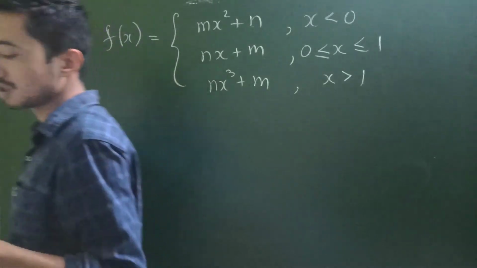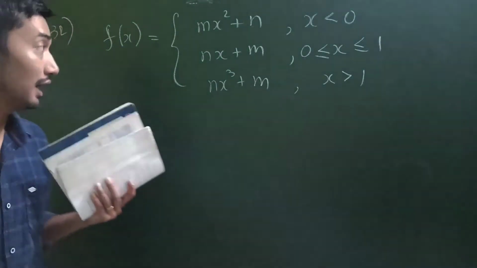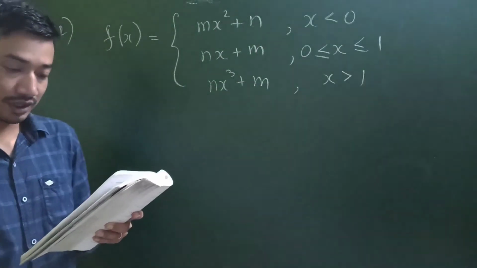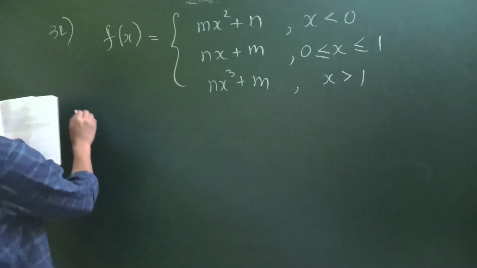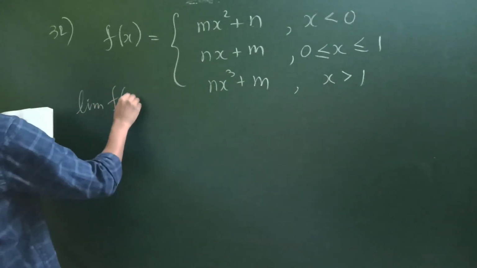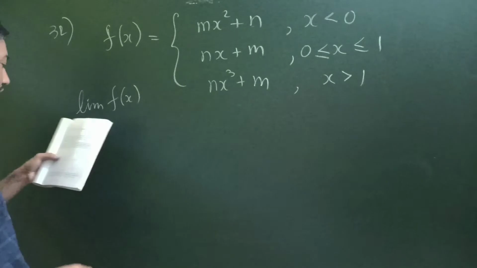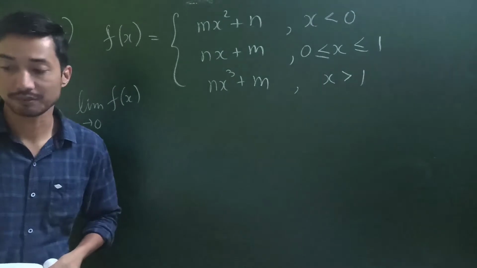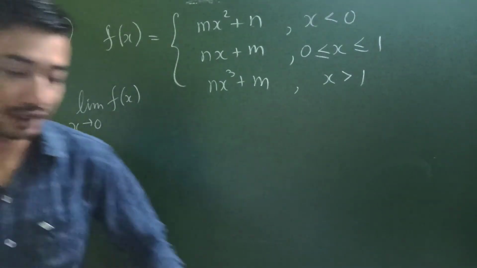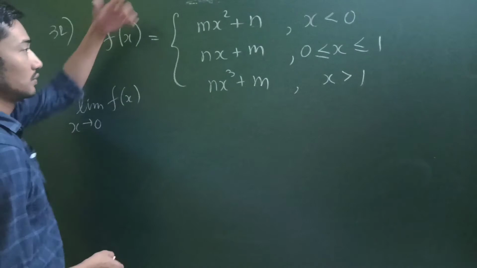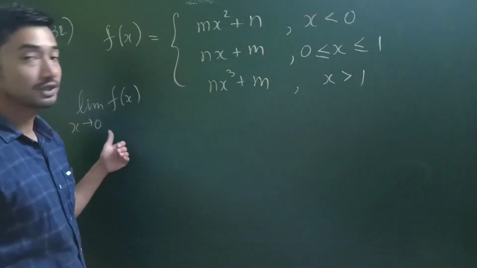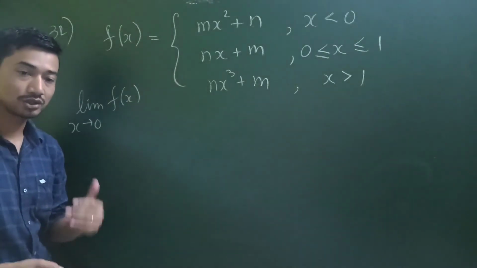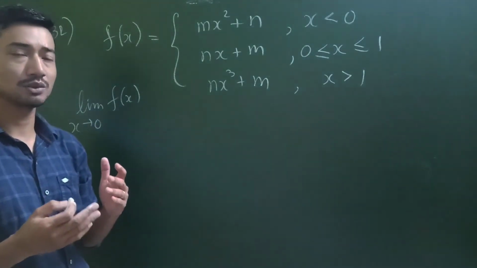Alright. Now the question is, for what integers m and n does both the limiting value of the function as x tends to 0, and the limiting value of the function as x tends to 1, exist? For what values of m and n does it exist? Now let's check it out. So for it to exist, let's go for the first point, that is as x tends to 0. For it to exist, the left hand and the right hand limits should be the same. So let's see what we really need to do.